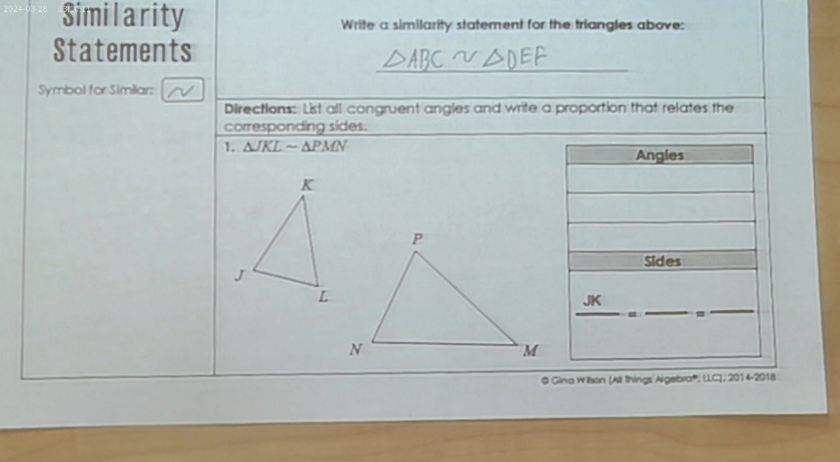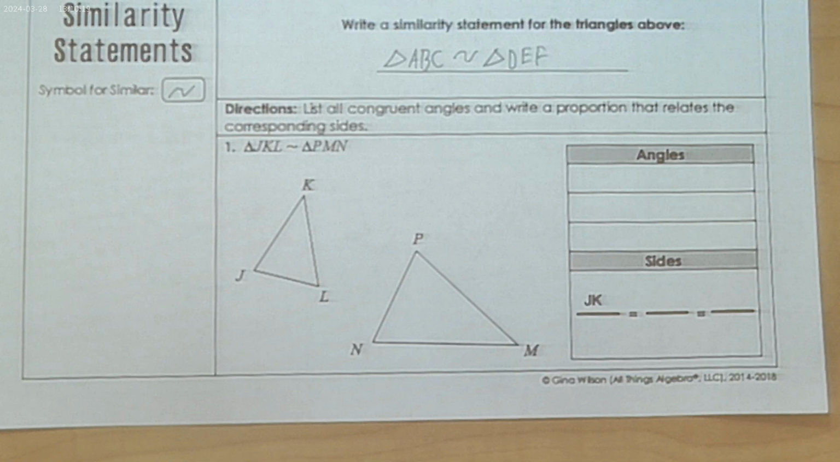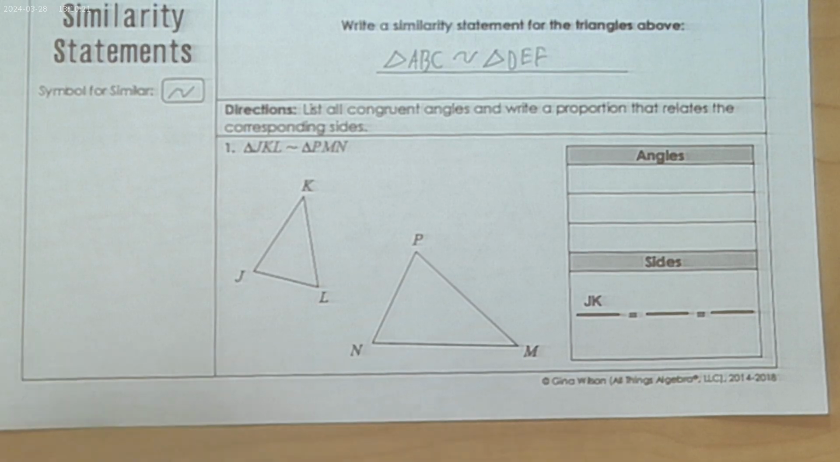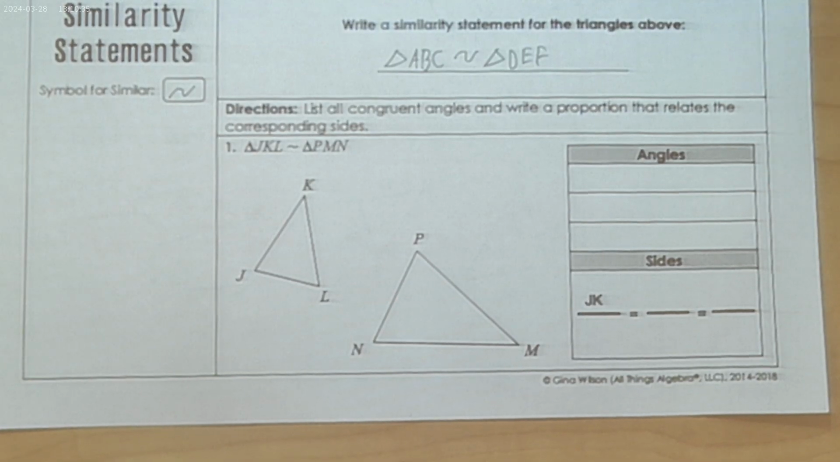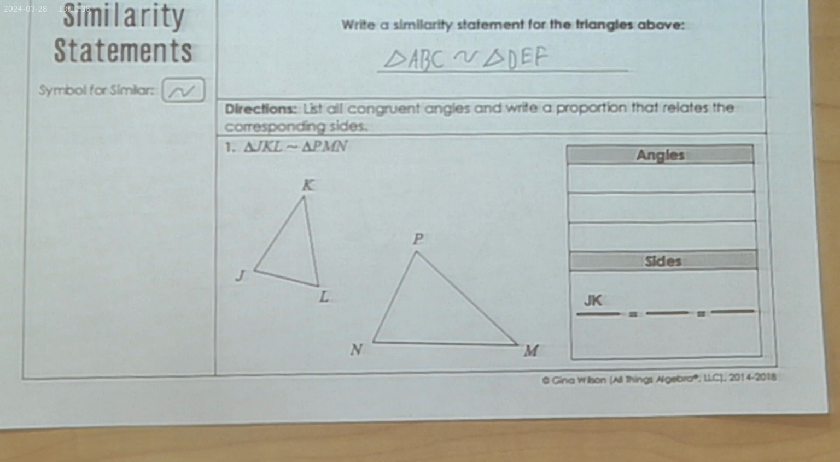List all congruent angles and write a proportion that relates to the corresponding sides. So we know immediately that triangle JKL is similar to triangle PMN. Well, the problem is that they don't look that way. We're told that they're similar, but there are a couple of things that are not readily apparent about them. But I'll tell you, just based on how the triangles are written, this is what you need to look out for as to what some of the basics are.